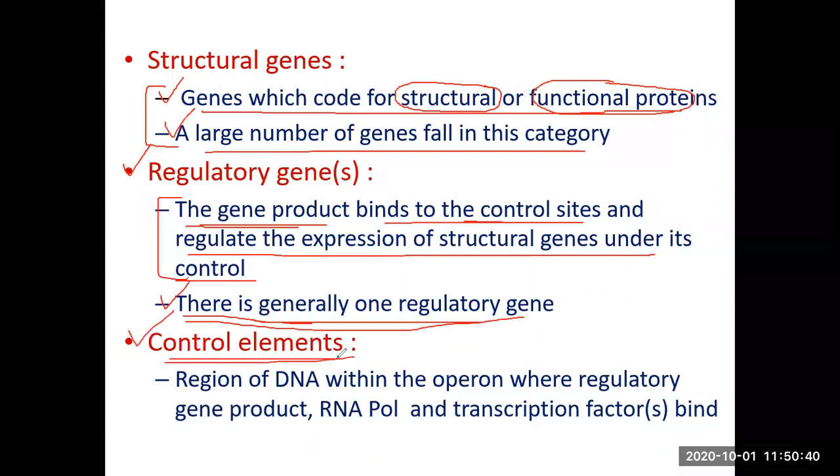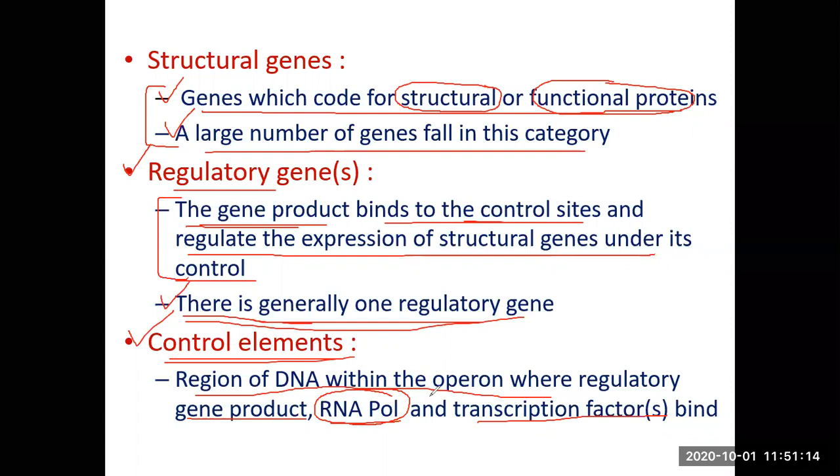So what is meant by control elements? Regions of DNA within the operon where the regulatory gene product, meaning the protein coded by this gene, RNA polymerase and the transcription factors bind. Usually you know where the RNA polymerase binds. RNA polymerase binds to a region which is called the promoter.